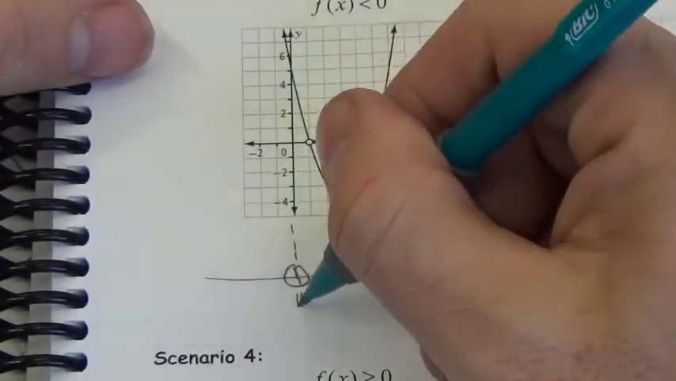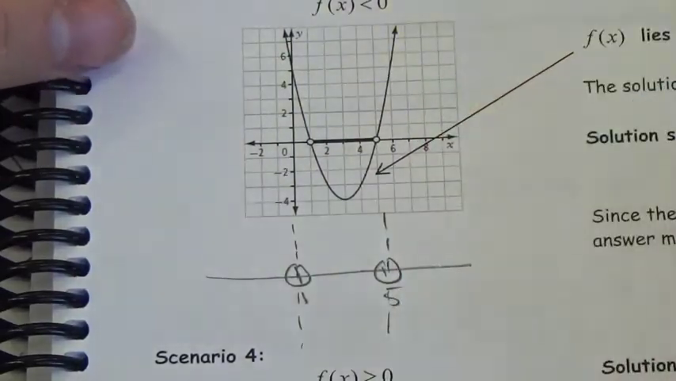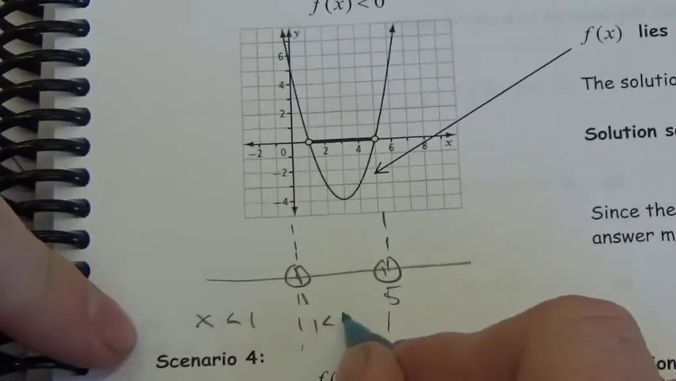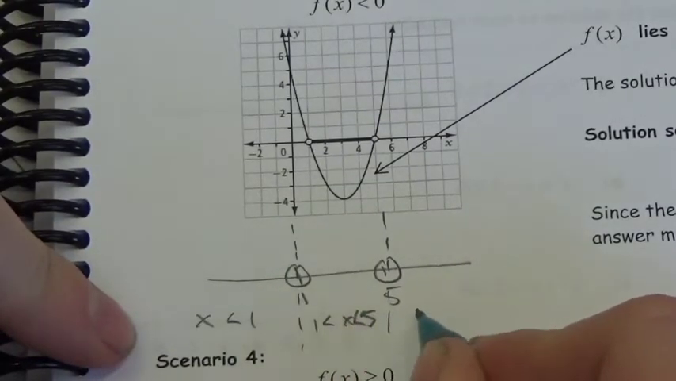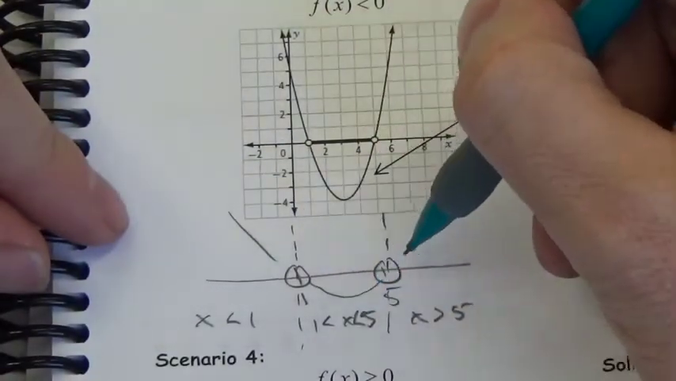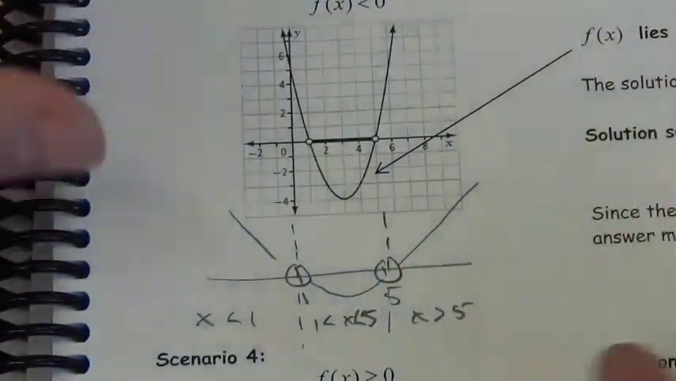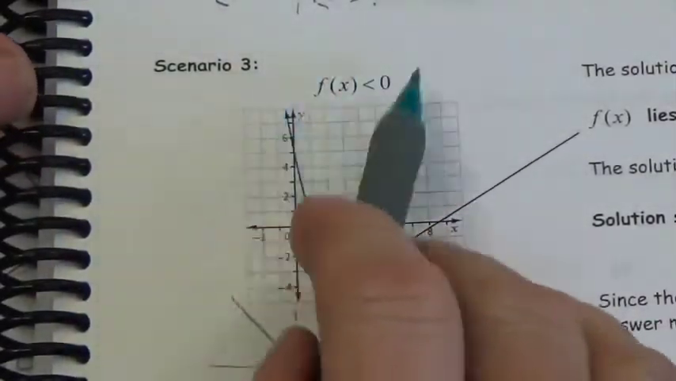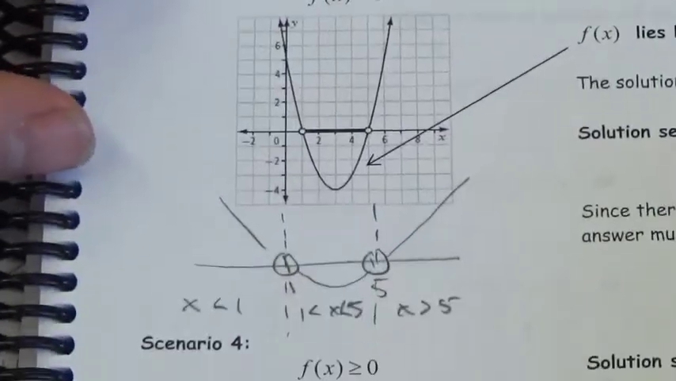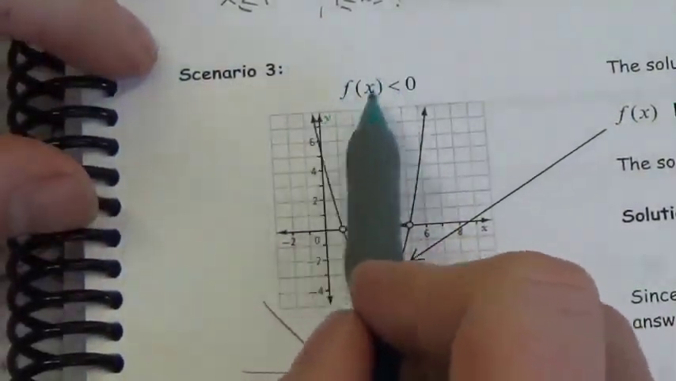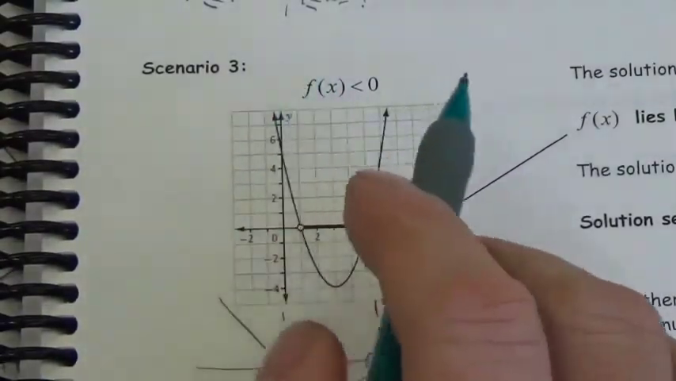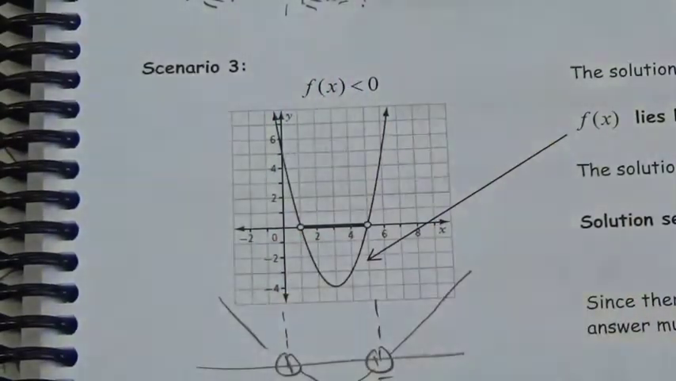Now, remember 1 and 5 split this thing up into 3 intervals. X is less than 1, between 1 and 5, whoops, x is greater than 5. My parabola looks like this. Now, my question is, where is the parabola, the y-coordinates, less than 0? Again, when it's f of x, this represents the y. Think back to Math 10 when we were introduced to function notation. That means y. Where is y less than 0?